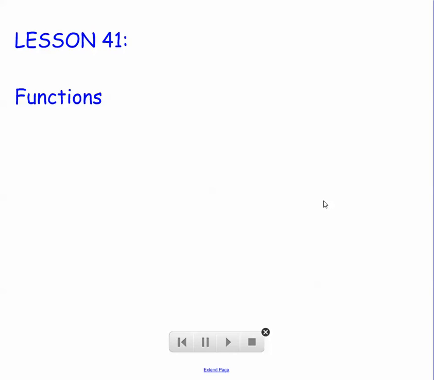Hello again. Today we're going to do lesson 41, and this deals with functions. All right, so let's start off by defining a function. Write this down for me. For yourself, actually.